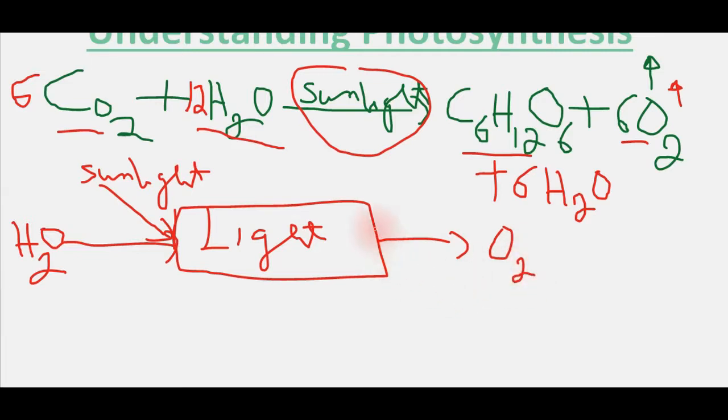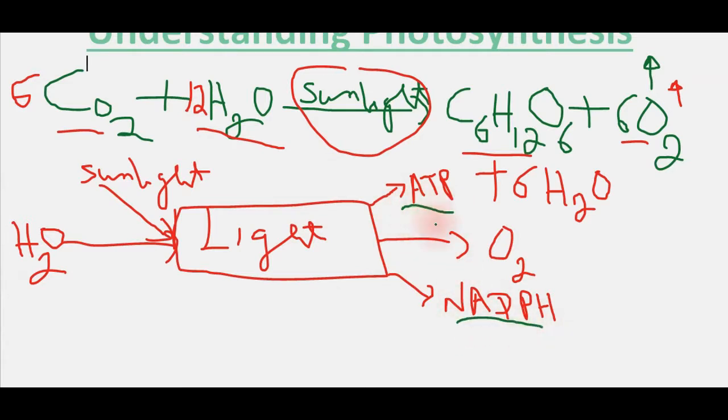Also, in the light stage of the reaction, energy is produced in the form of ATP and NADPH. So, the energy that is produced in the light stage of the reaction in the form of ATP and NADPH will be used in the dark stage of the reaction as energy source.